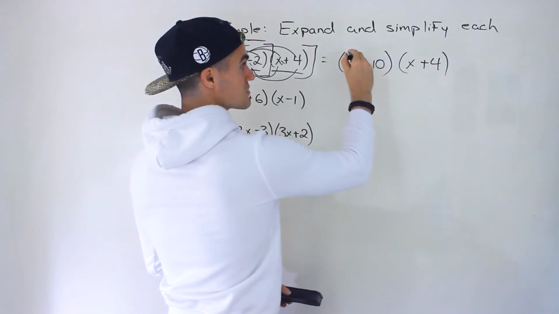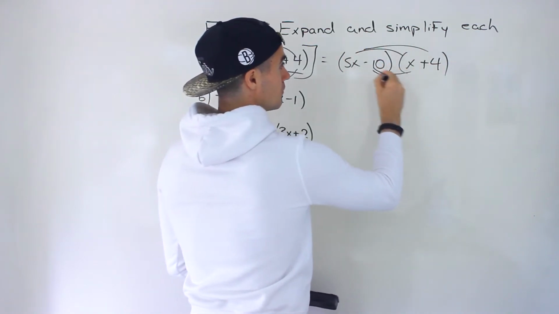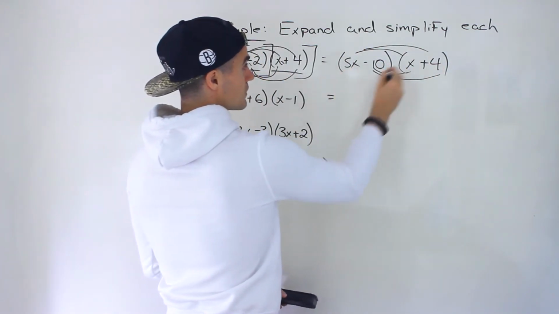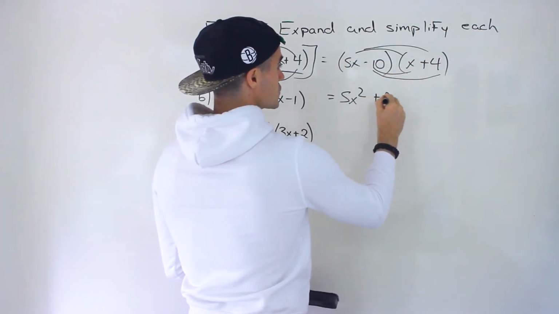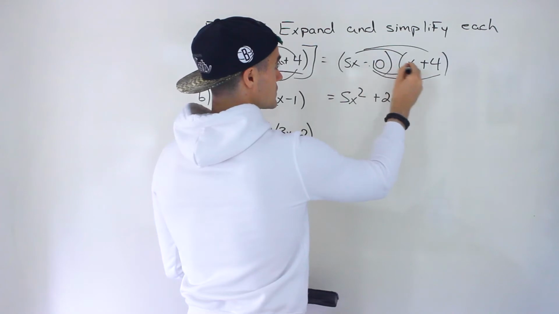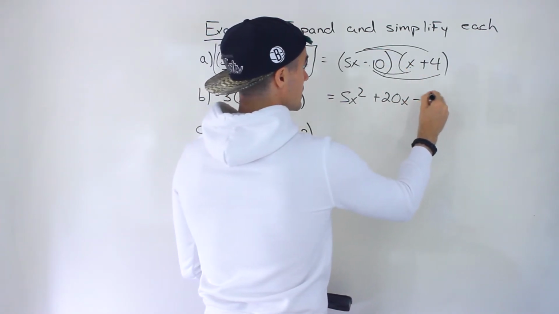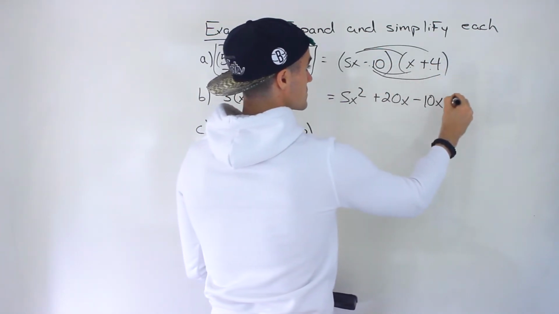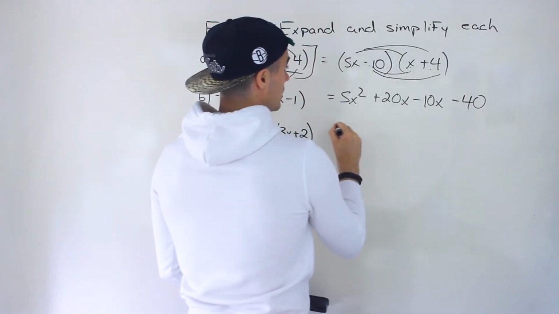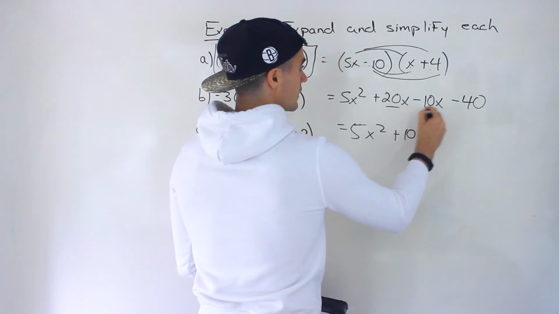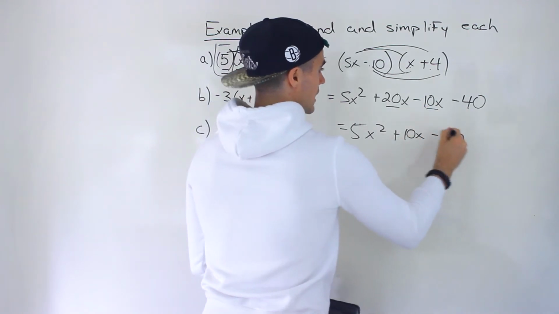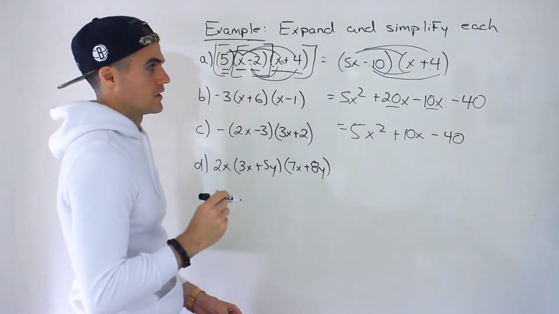And then you can just FOIL this out now, right? So we'd have 5x times x, which gives us 5x squared. 5x times 4 would give us 20x. Negative 10 times x would give us minus 10x. Negative 10 times positive 4 would give us minus 40. And so notice, these are like terms, we end up with that same solution, right?